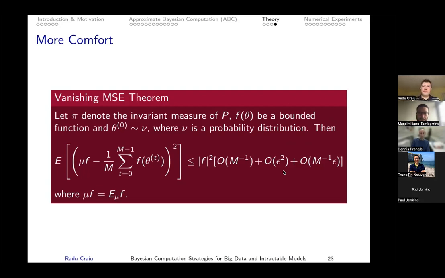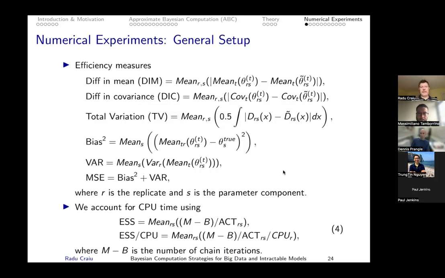There are other results in the paper. Here I presented just briefly, and they are both for ABC and BSL.